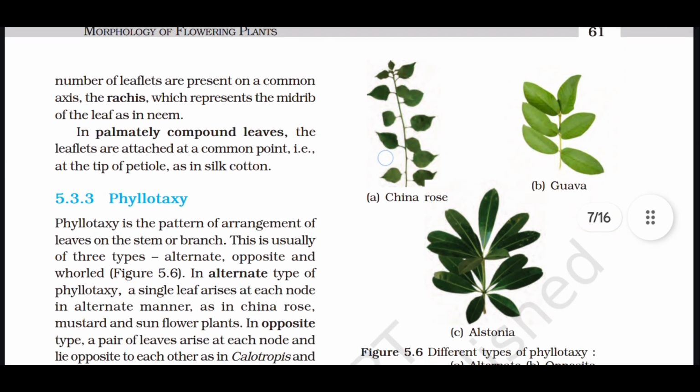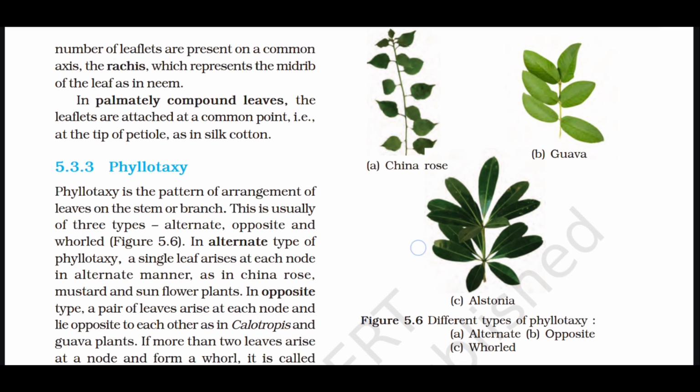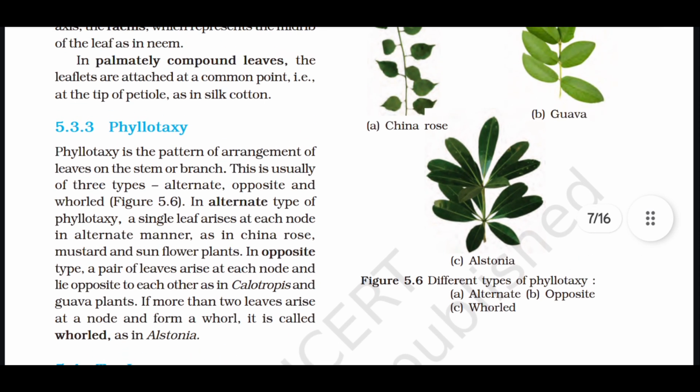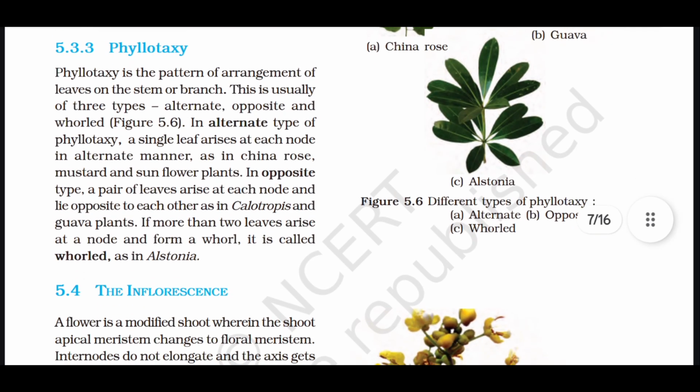5.3.3 Phyllotaxy. Phyllotaxy is a pattern of arrangement of leaves on the stem or branch. This is usually of three types: alternate, opposite, and whorled. In alternate type of phyllotaxy, a single leaf arises at each node in alternate manner, as in China rose, mustard, and sunflower plants. In opposite type, a pair of leaves arise at each node and lie opposite to each other, as in Calotropis and Guava plants. If more than two leaves arise at a node and form a whorl, it is called whorled, as in Alstonia.